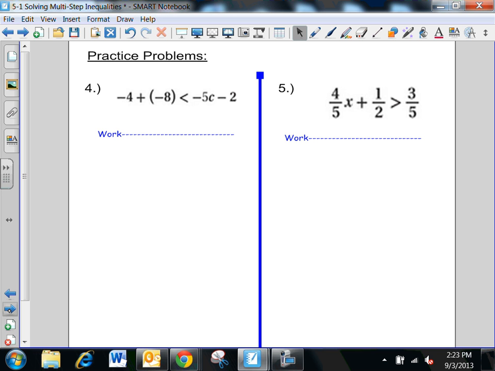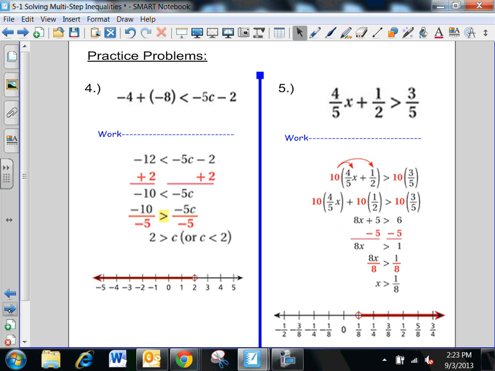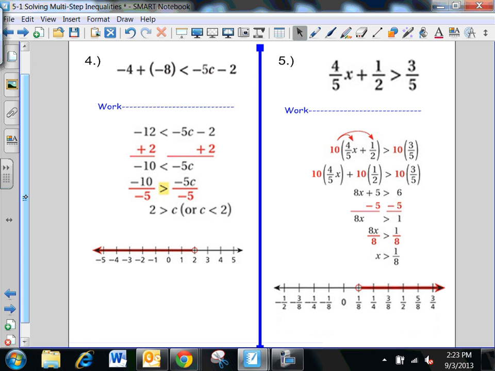All right, so here are the answers for each one of these problems, and here's the number line at the bottom for each problem. On number 4, you're going to have to switch the sign in the middle, right here. So make sure you remember to do that. This is the best answer for number 4: c is less than 2. And then on number 5, you're not going to have to switch the sign.